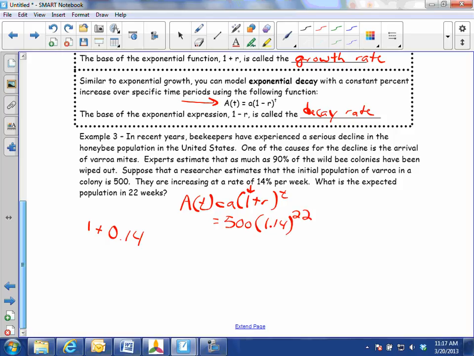You have to be careful on how they word things because sometimes they'll say they're increasing at a rate of 14% per week and they want to know what's the expected population in like months or something. So make sure that whatever the rate is, whatever the percent per whatever, your T is in the same units. So if it says they're increasing at a rate of 14% per week, but they want the expected population in 4 months, then you look at 16 power. Right, because, well, not 16 power, we would want to go 4, and then how many weeks in a month, so, oh, it was 16. You're right, yes.